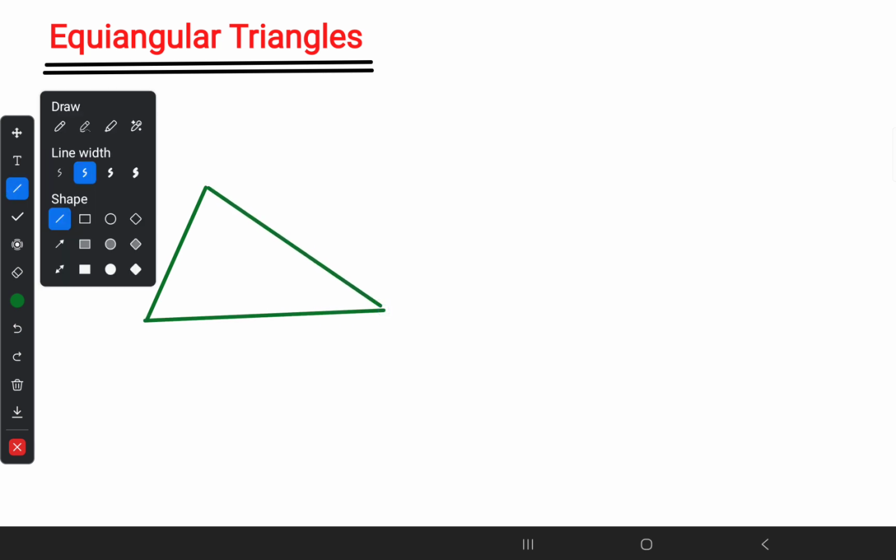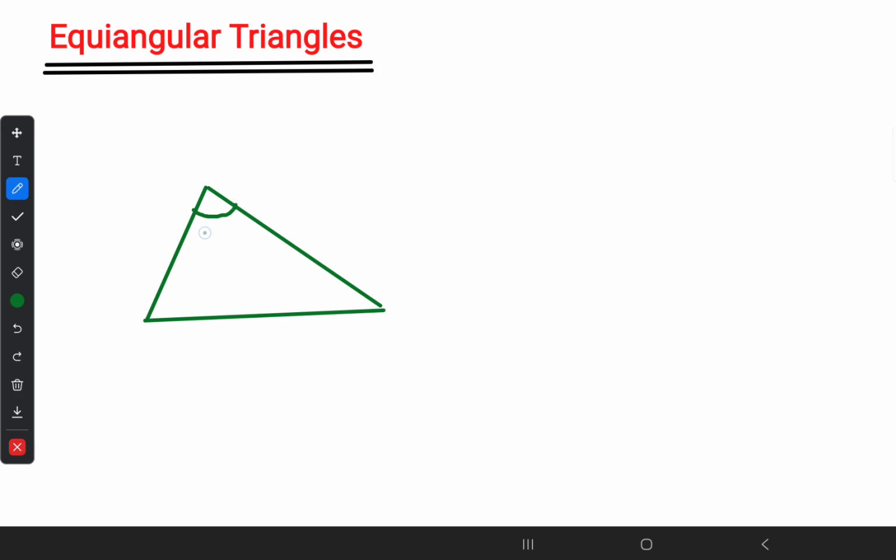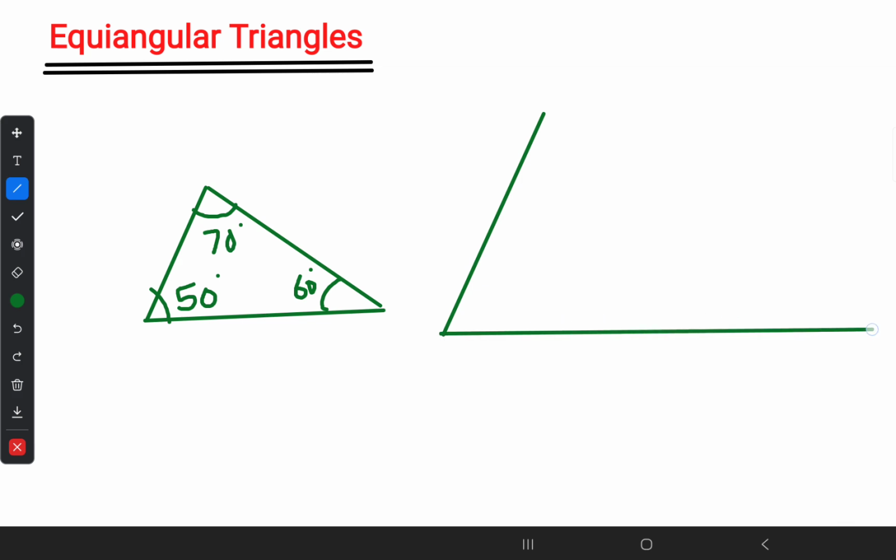The angles: this is 70 degrees, and this would be 40 degrees, no, not 40. I'll make it 50. Next one is 60. There are three angles. By using the same angles, we can produce a triangle like this. A triangle like this. So from here, you have to understand the main concept.